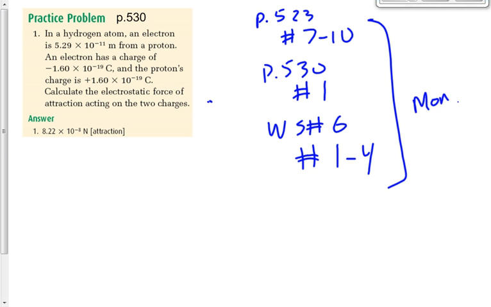That's assigned for Monday. This is the stuff that's good for your quiz on Monday. So take a look at that and then ask me Monday morning real quickly before we do our quiz if you have any trouble with that. And then this stuff, these 5 questions are on the stuff that we did today. All right, that's it for today.